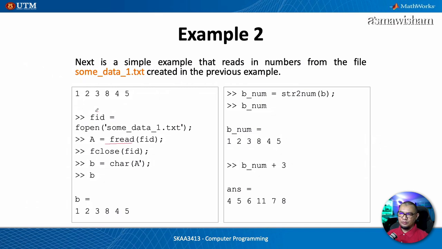So you already know what FID is, it's just a normal variable. And you already know fopen. Before this was fwrite, and now this is fread, and they must be paired. Once you have fopen, you must have fclose. So now we try to close this. Now big A, so B equals character A transpose, is just to play around. You can see we have a B value here, the same as the value of big A. Try all of this and play around with it.